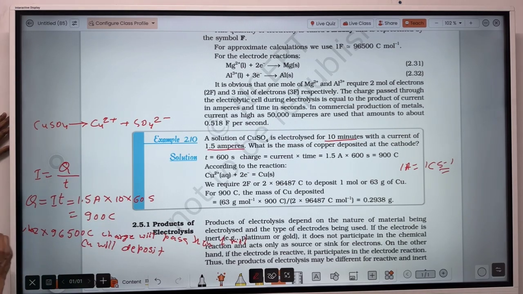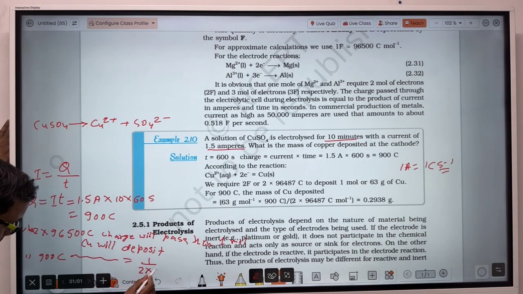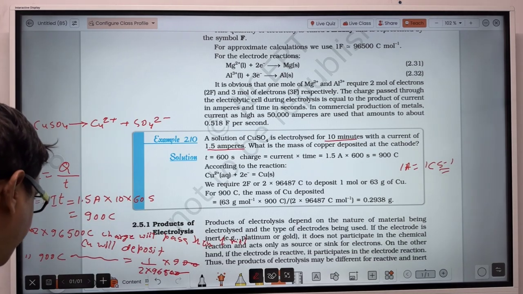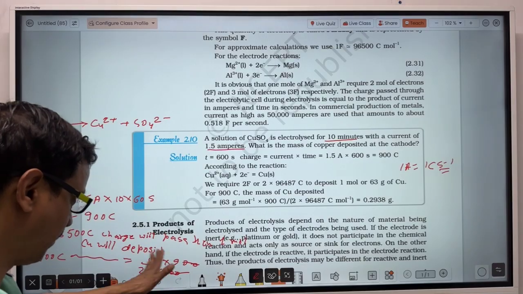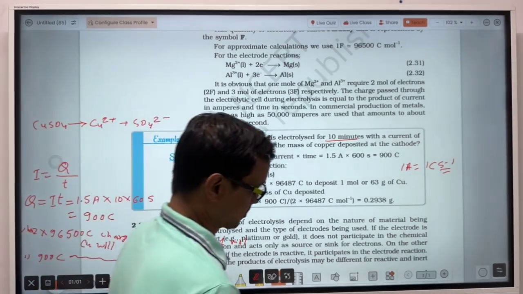Now, when 900 coulomb of charge passes, how much copper will deposit? So 1 upon 2 into 96,500, into 900. This one cancels out. Now divide 9 by 2 into 965. That much mole of copper will get deposited.